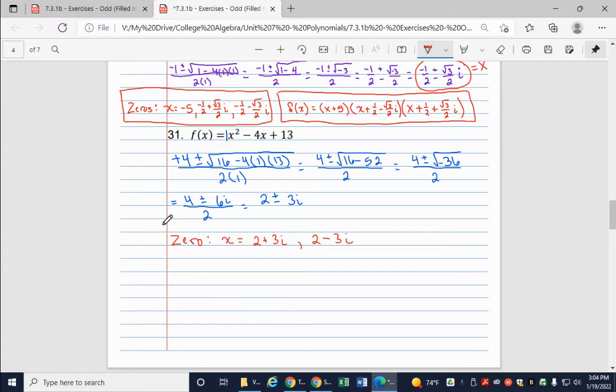So those are my zeros, and then it also wants us to write the factored form. My factored form is f of x equals x minus this whole thing. So I'm going to take away the 2 and I'm going to take away the 3i. Minus 2 minus 3i times x minus, I'm going to take away this. I'm going to take away the 2. I'm going to take away the negative 3i. So when you take away a negative, it turns to a positive.